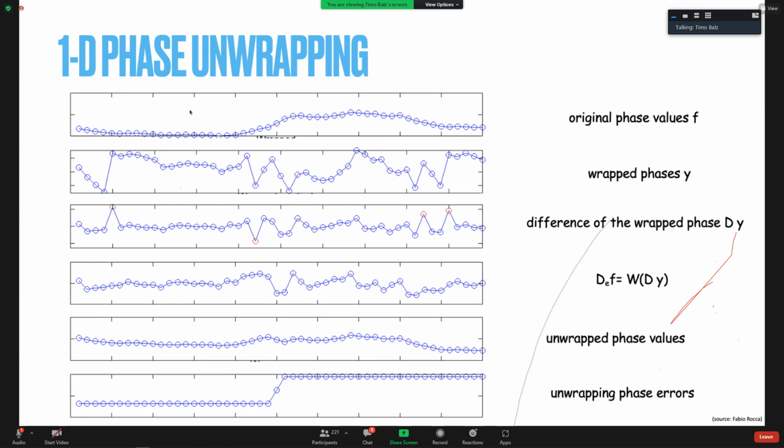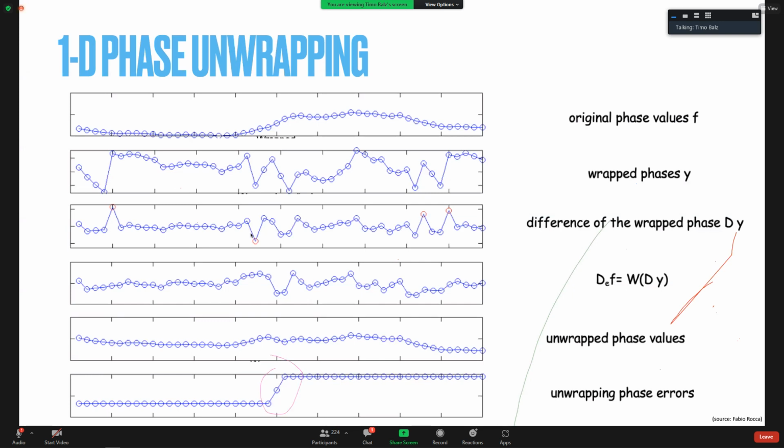Now, the 1D phase unwrapping problem, if we just have one dimension, is actually very ambiguous and often not really solvable. So if you see here the original phase value on top, then if we wrap those phases and we try to unwrap them, we may end up with the unwrapped phase values that we have here, but they differ from our original phase values. So we have here an unwrapping error.